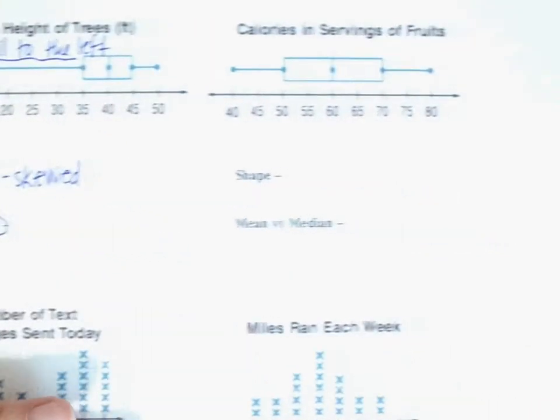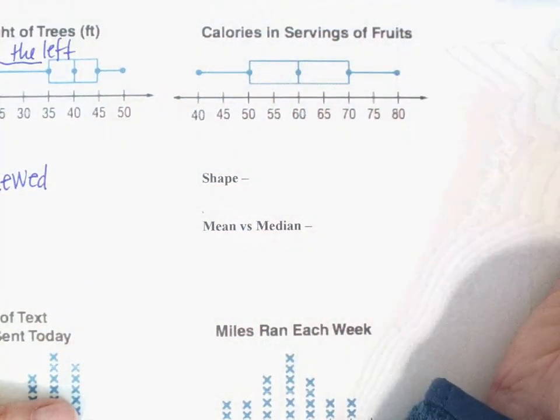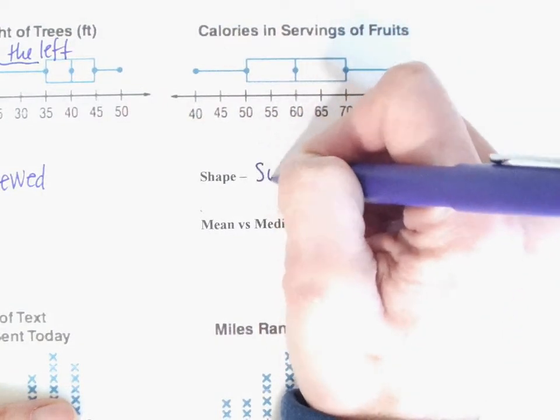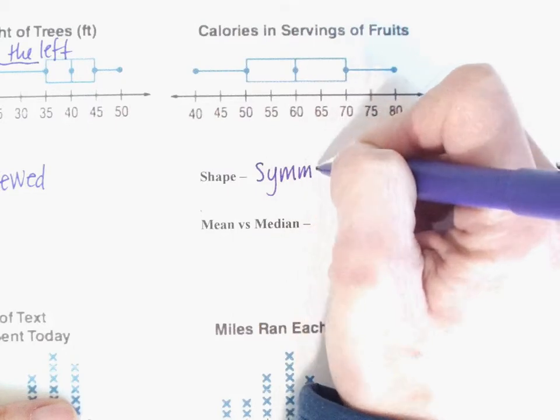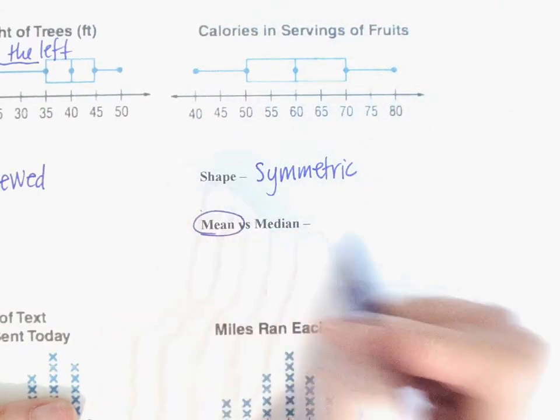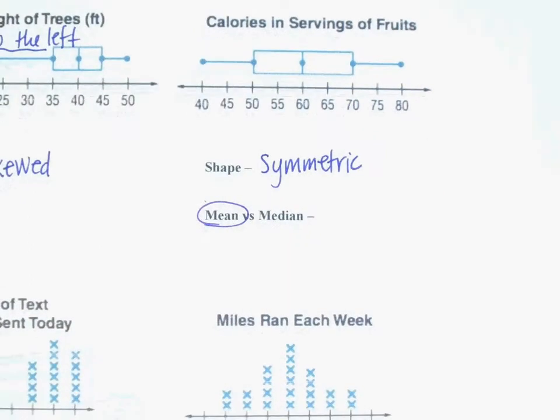Next, let's go across. What is the shape of this? And you are going to say that the data is distributed symmetrically. So we have a symmetric data distribution. And then what is going to be a better value to describe this data? And you are going to tell me that the mean is better when it's symmetric.